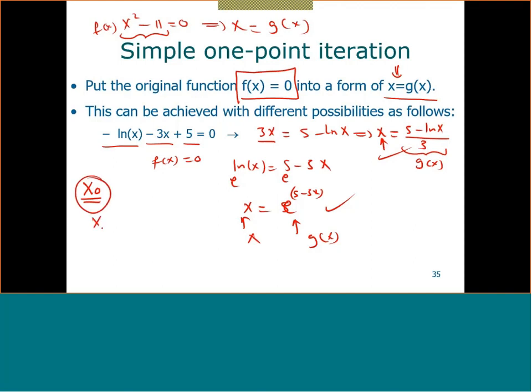x1. So your x1 will equal g of x of 0. So you come here or here. You'll find the second iteration, which is x1. You take the initial guess and substitute it here. Then you find x2 is equal to g of x of 1, and so on and so forth, until you reach a certain error. This is what is called simple point iteration.